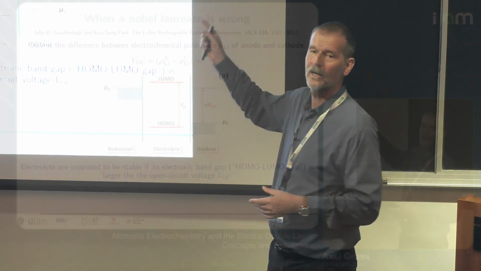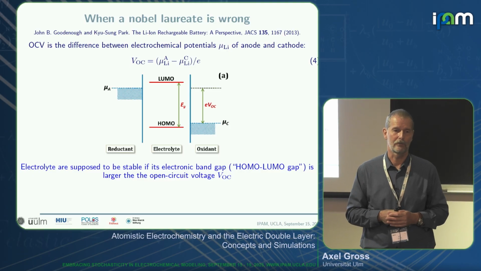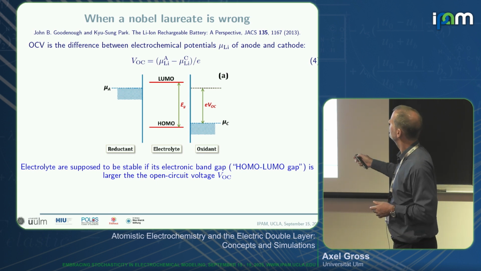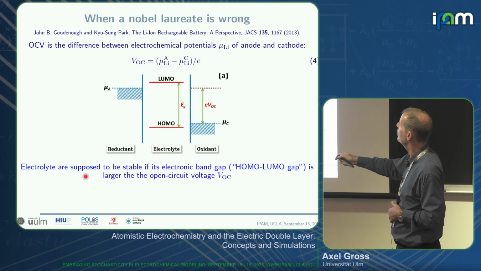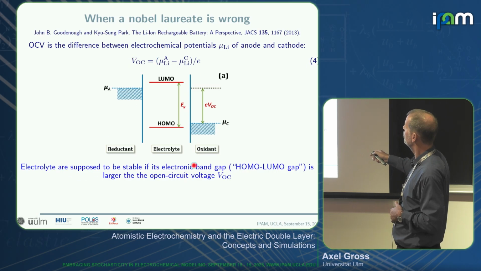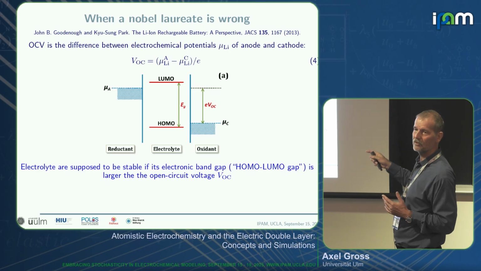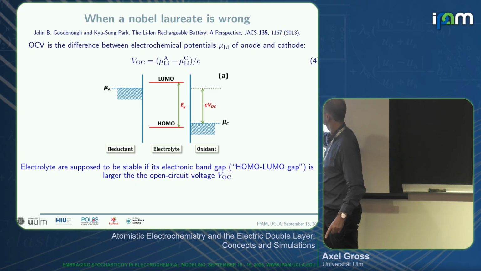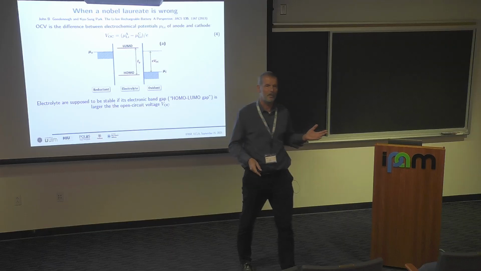Now I always use this for summer schools when a Nobel laureate is wrong. There was a paper by Goodenough in 2015, and he used this potential argument, and he wrote that electrolytes are supposed to be stable if the electronic band gap is larger than the open circuit voltage. What I found strange, and I felt uneasy with that, is that here you have a purely electronic thing, and as I just told you, this is a chemical thing. So that doesn't really fit together.